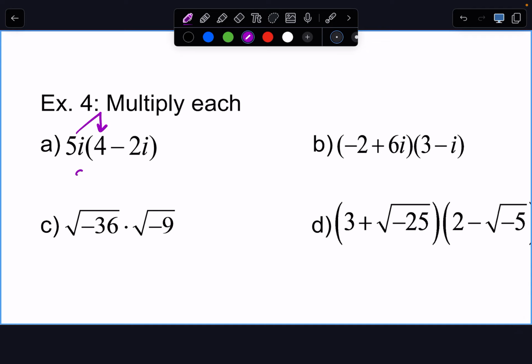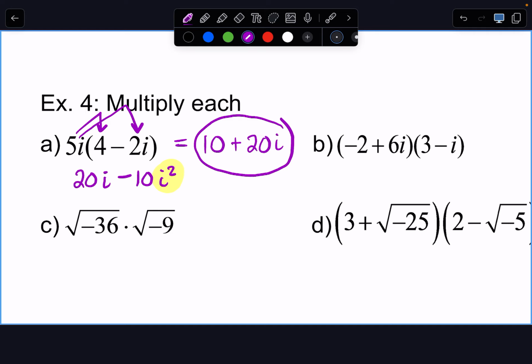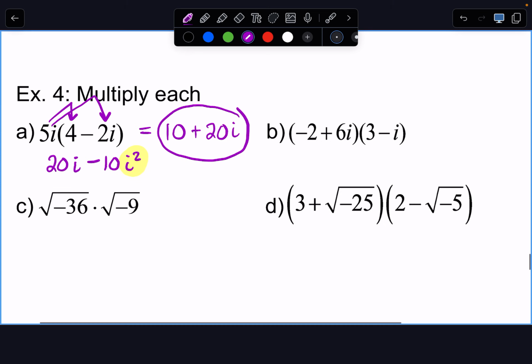5i times 4 is 20i. But 5i times 2i, check this out, guys. This is negative 10i squared. Beautiful. What is the value of i squared? What's a negative 1 times that negative 10? So this is going to equal 10 plus 20i. Did you see that, brothers? Yes, sir. Don't be afraid to FOIL.